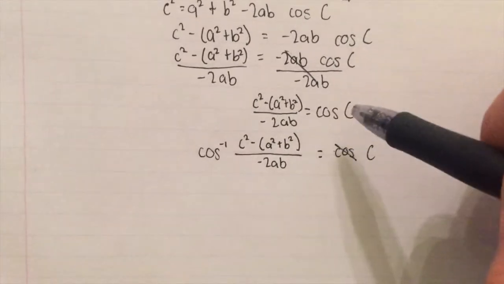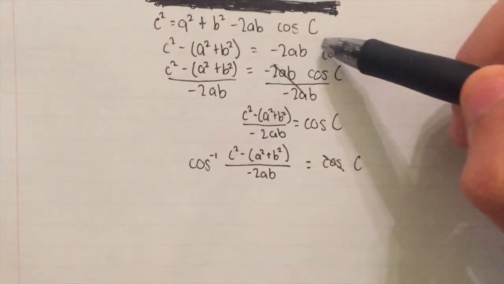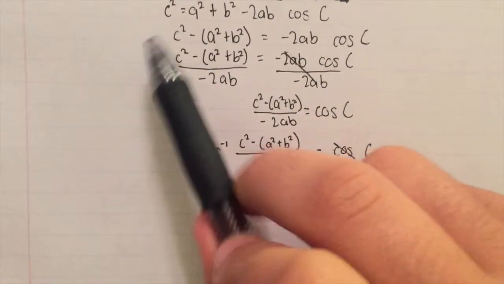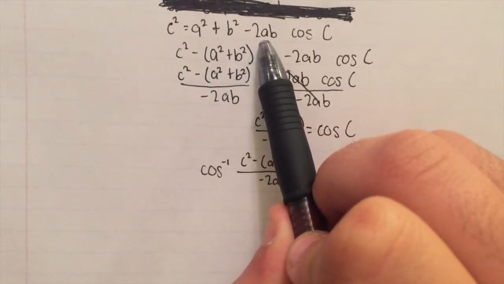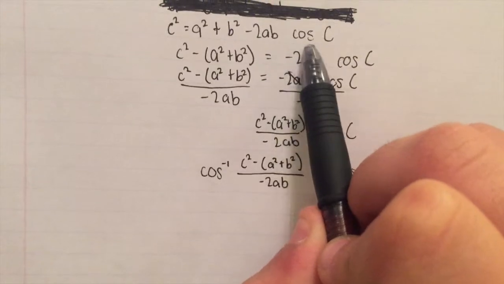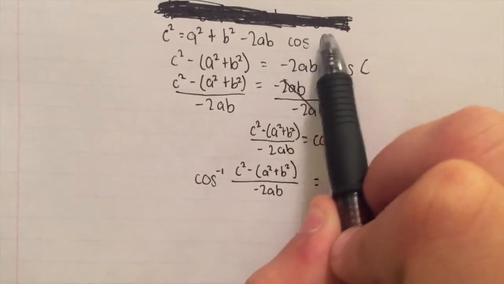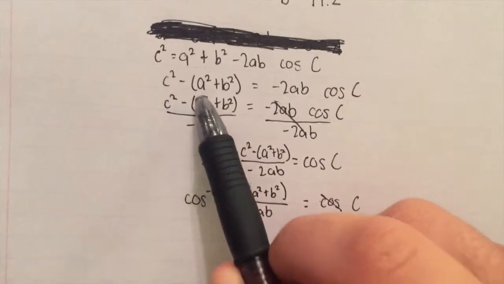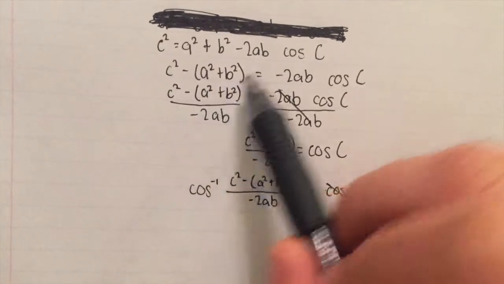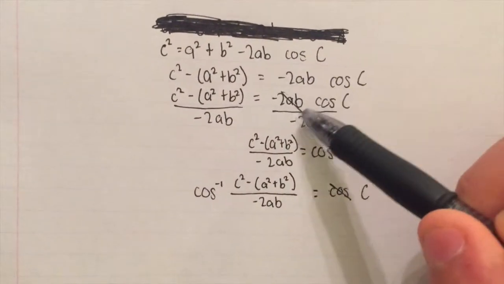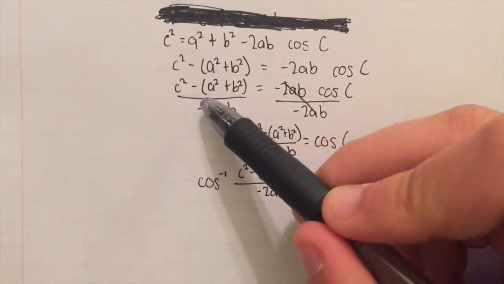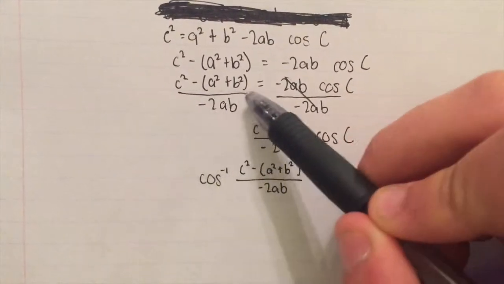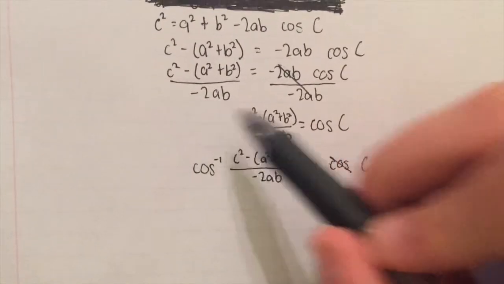So now what we're going to do is find the angle C. So first off, we're going to use the equation c squared is equal to a squared plus b squared minus 2 times a times b multiplied by the cosine of c. Now, to get that c by itself, we're going to subtract the quantity a squared plus b squared from both sides. Then we're going to divide by negative 2ab on both sides, which just gives us c squared minus quantity a squared plus b squared all over negative 2ab.